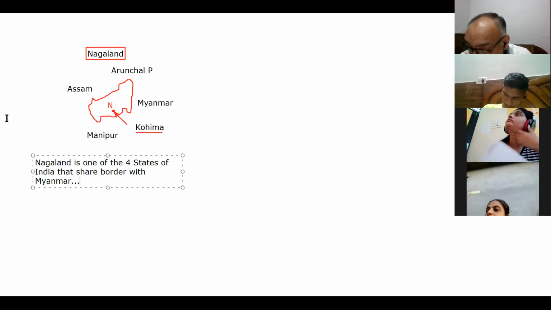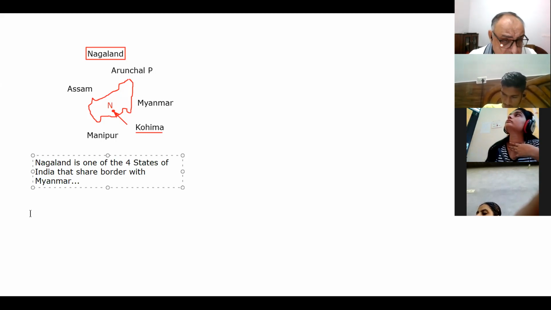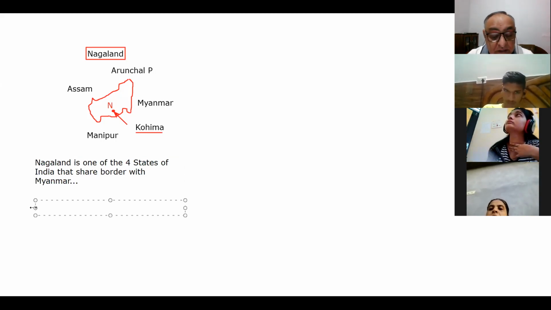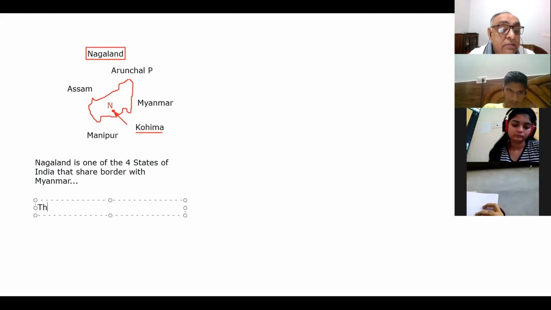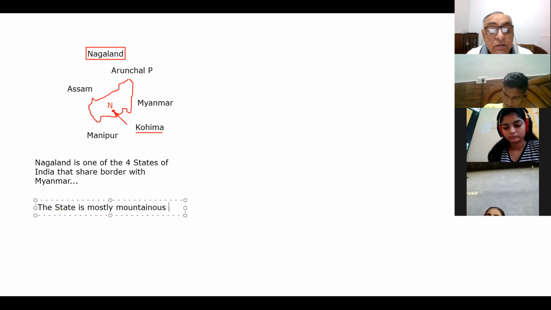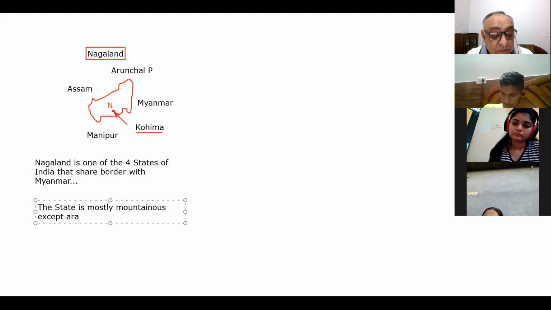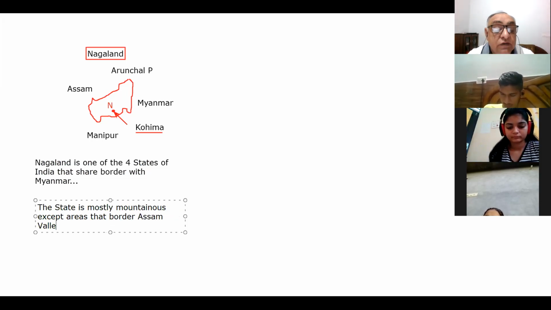So we can say this state is mostly mountainous, right? The state is mostly mountainous, except areas that border Assam Valley. Otherwise, this state is a sort of mountainous state.